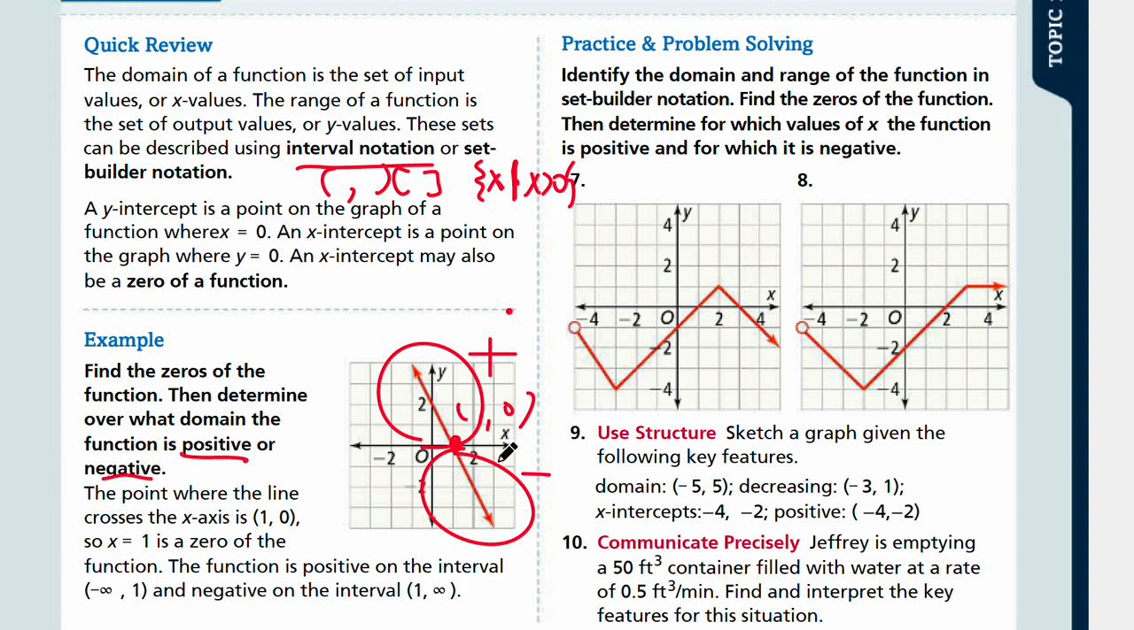So the point where the line crosses the x-axis is (1, 0). So this is your 0. x equals 1 is the 0 of the function, and then you can use the interval notation from negative infinity until 1. So everything less than 1 is positive. And then everything greater than 1, so 1 through positive infinity, is negative.